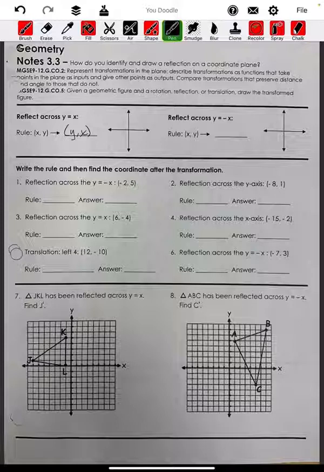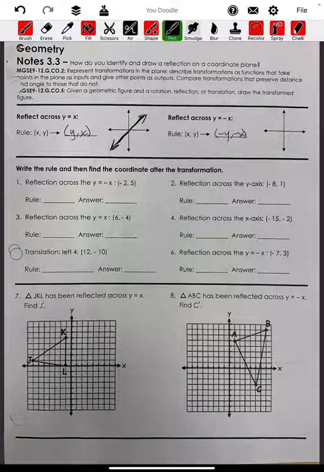Basically what that means is if we had this picture here as our original graph, then the reflection would be this. The second one we're going to talk about is reflecting across y equals negative x. We're still changing the order of our numbers, however, because there's a negative sign, we have to change the signs. So our rule is x comma y goes to negative y comma negative x.